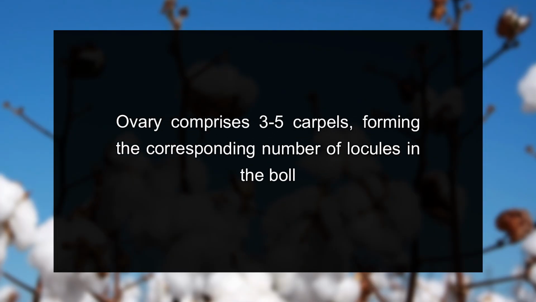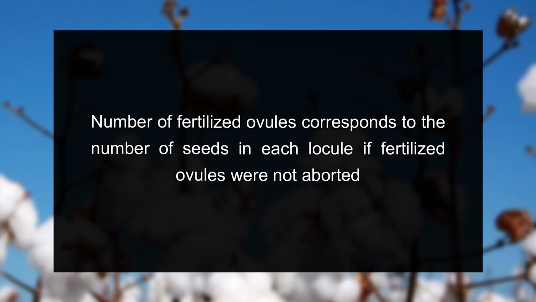The flowers open during the morning and pollination usually occurs within a few hours. Pollen grains from the anther drop to the sticky surface of the stigma. The ovary comprises 3 to 5 carpels, forming the corresponding number of locules in the boll. Each carpel has a number of ovules, depending on the genotype, arranged in 2 vertical rows. The number of fertilized ovules corresponds to the number of seeds in each locule if fertilized ovules were not aborted.